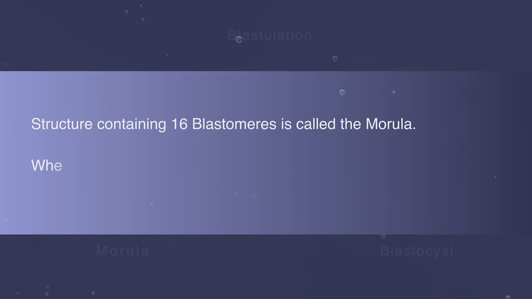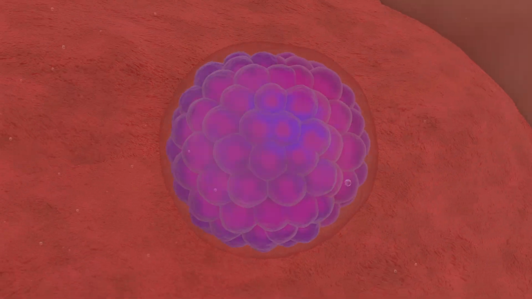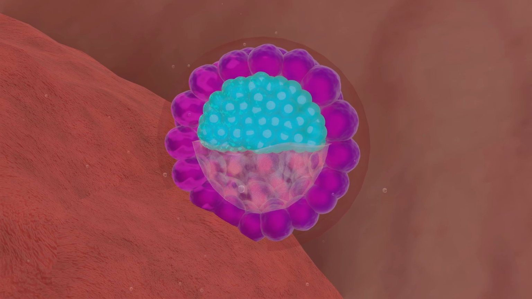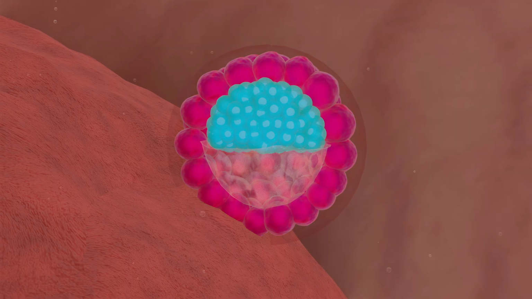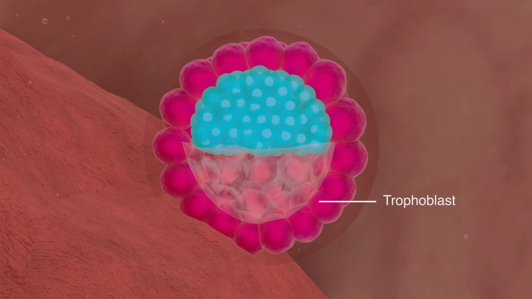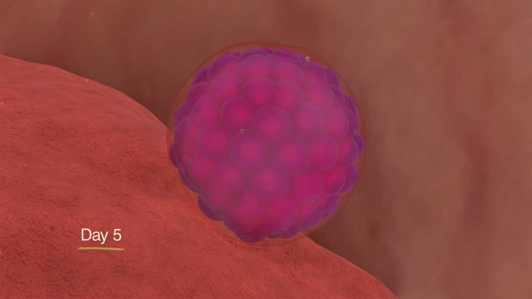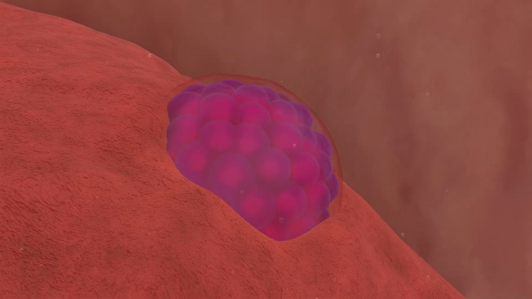It is important to note that the structure containing 16 blastomeres is called the morula, whereas the structure containing more than 16 blastomeres is called the blastocyst. Subsequently, the outer cell mass and the inner cell mass undergo differentiation and become more functionally specialized. In this highly functionally active stage, the outer cell mass is called the trophoblast, and the inner cell mass is called the embryoblast. On the 5th day after fertilization, the embryo embeds itself into the inner lining of the uterus.